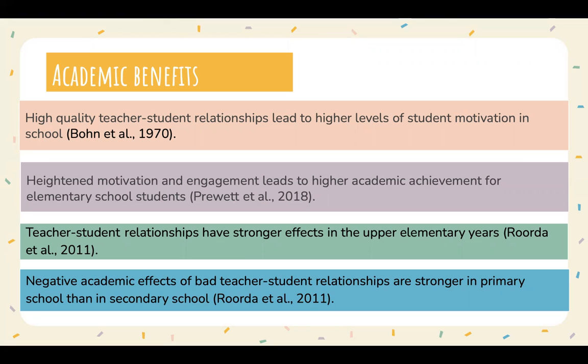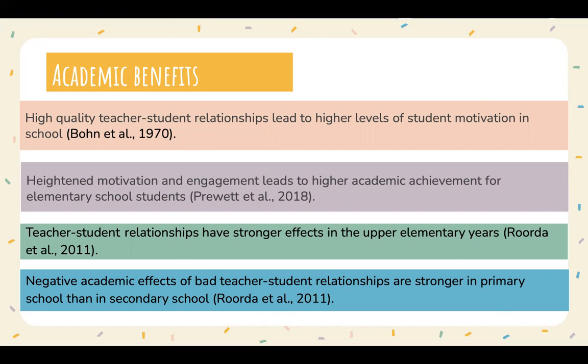And there has been further research showing that this heightened engagement does actually lead to higher academic achievement in elementary school students. Something I thought was interesting to note is that teacher-student relationships had stronger effects on both engagement and achievement in upper elementary years than in lower elementary years. And additionally, the negative academic effects of having a bad relationship with a teacher are stronger in primary school than in secondary school. So it is very important for us elementary school teachers to be aware of our relationship with our students in order to make sure that we're interacting with them in a way that motivates them and benefits them academically.